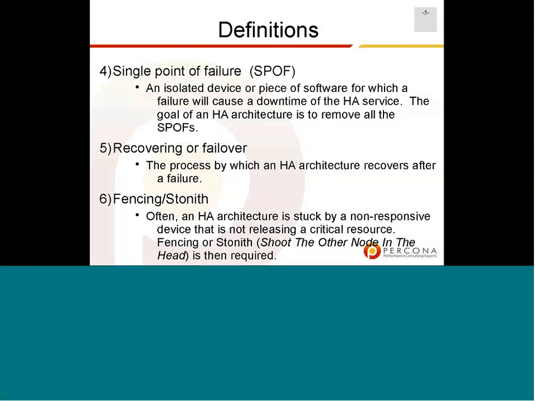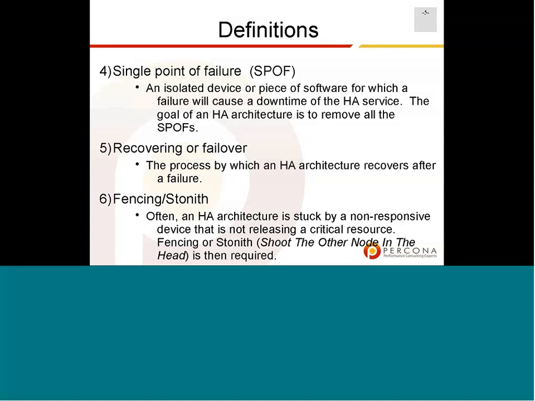Once you had a failure, you will have a recovery or a failover. This is the process by which the HA architecture will survive the failure, will recover from the failure.